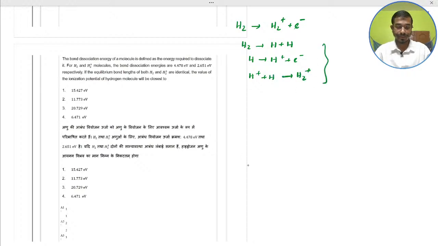So the reaction H2 to H2 plus plus electron minus. This process can be divided into two steps: H2 to H plus H, and H to H plus plus electron minus, and then H plus plus H, that is the H2 plus. Okay. So the total energy would be what? The bond dissociation energy, that is E1 plus E2 plus E3. Okay.